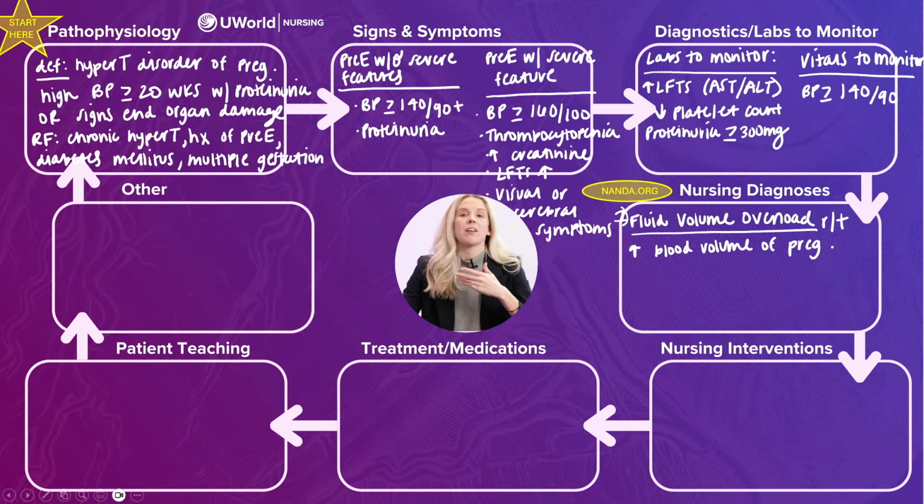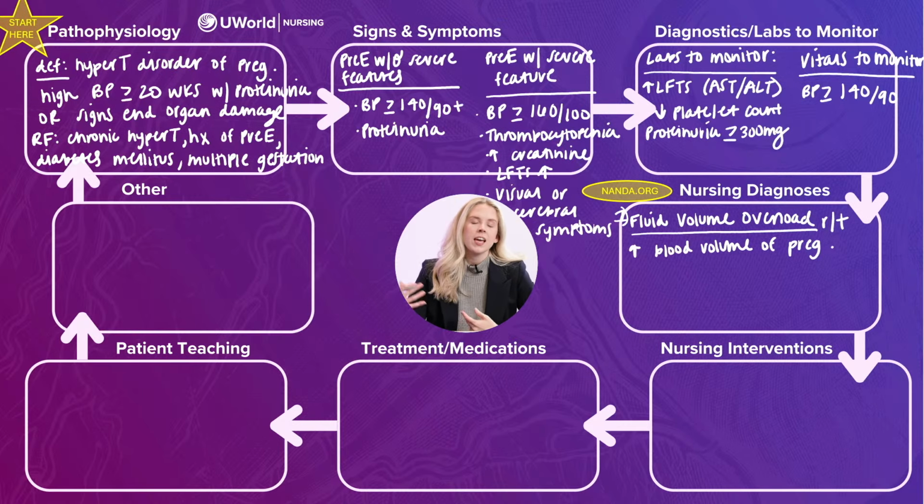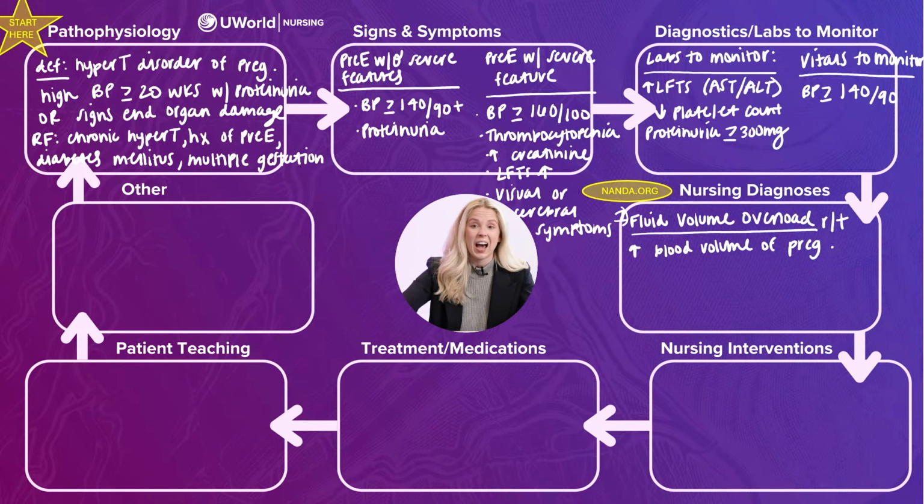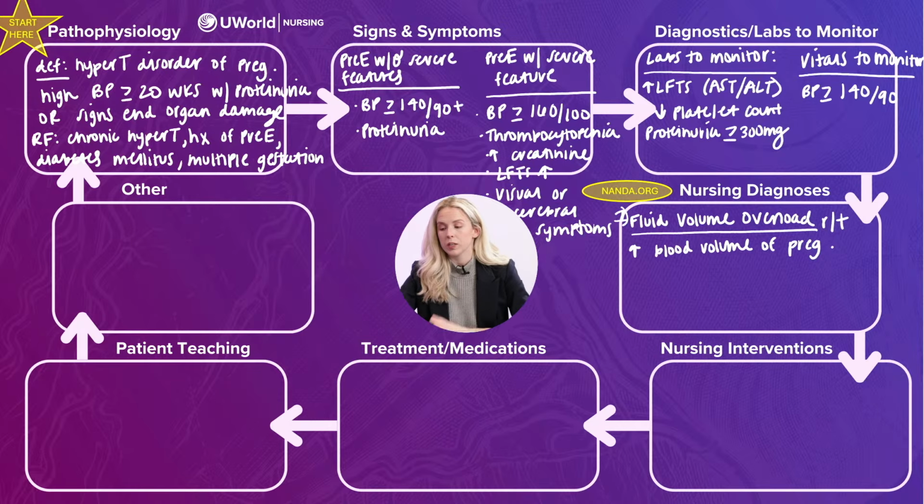Pregnant clients do have a larger blood volume to compensate for the fetus that they are growing. Total blood volume, or TBV, increases by about 40 to 45% during pregnancy. So a huge increase here. This is what's going to contribute to that overall fluid volume overload and can also contribute to these high blood pressures. So part 3 would be our as evidenced by section.